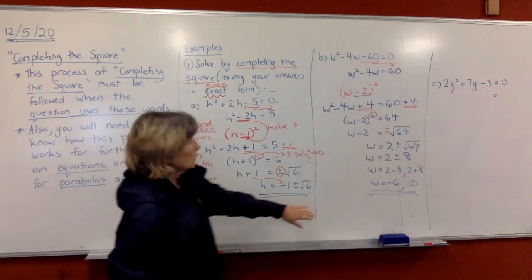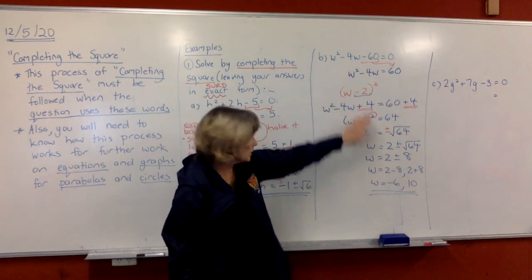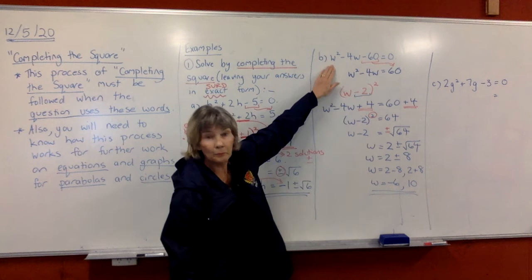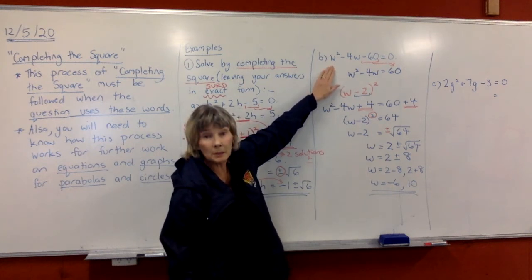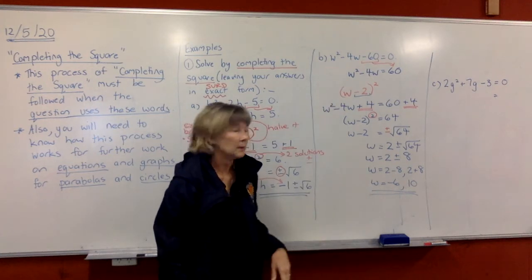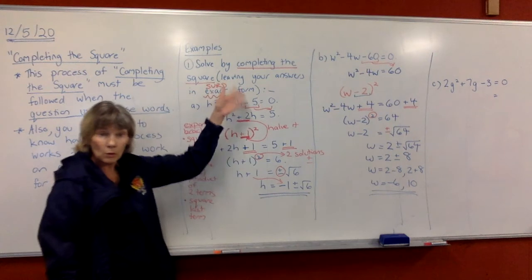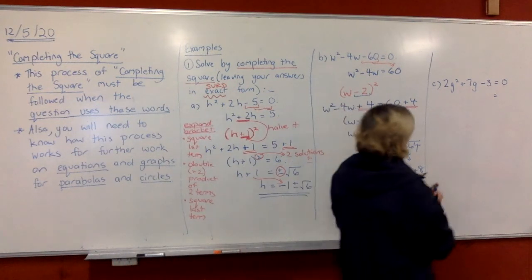So really, when you look back at the beginning, that would have factorised. We can tell by looking at these answers, those brackets up there, if we factorised, would have been W plus 6, W minus 10 equals 0, and you would have got that out straight away. But we're following the process because they asked for the process to be used. Okay, let's try the next one.